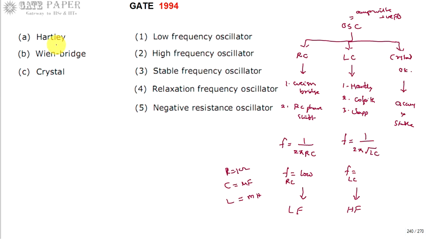Hartley oscillator is an LC oscillator, so it is considered a high frequency oscillator. So the answer for this one is 2. Wien bridge oscillator is an RC oscillator, and it is used as a low frequency oscillator. So the answer for this one is 1. Crystal oscillator is a stable frequency oscillator. The relaxation oscillator and negative resistance oscillator are not used here. So the answer for this question is A is mapped with 2, B is mapped with 1, C is mapped with 3. Thank you.